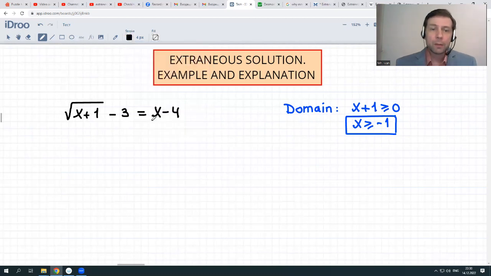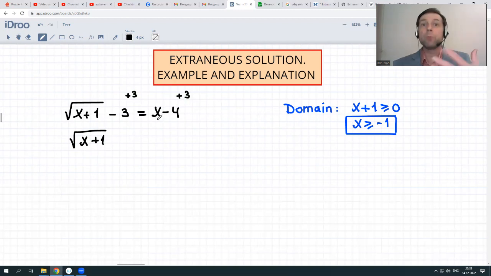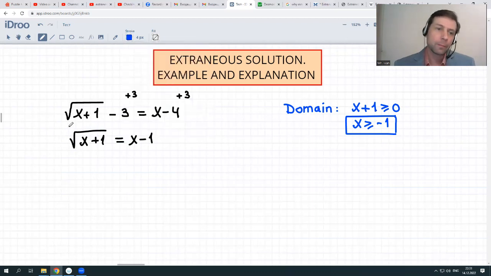Next, in order to solve this equation, we need to get rid of the radical, and we can do this by moving negative 3 to the right-hand side, or by adding plus 3 to both sides, right? We apply it to both sides of the equation. So it would be x minus 1, fine. And then we better square both sides. So now we square both sides.